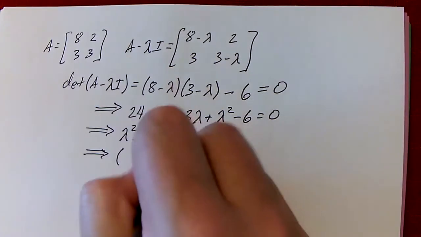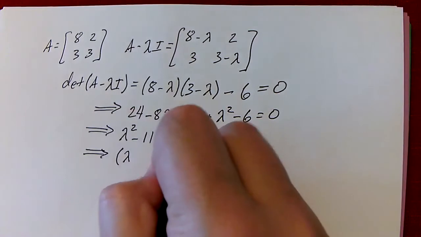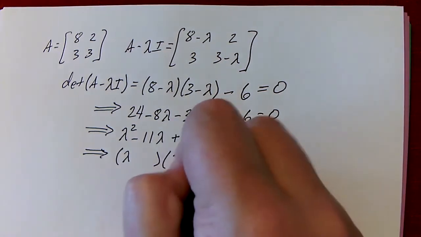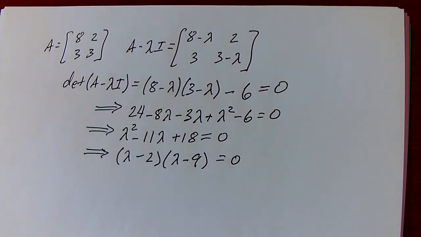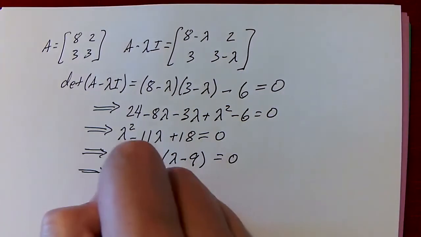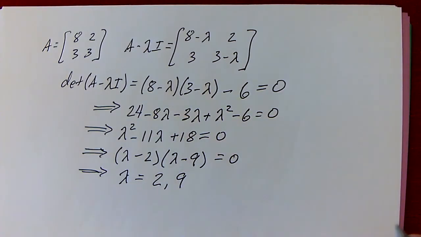Now we need to factor. I have lambda and lambda, two numbers that multiply to 18 but add up to negative 11. Okay, 6 and 3 don't add up to 11. 18 and 1 don't add up to 11, but 9 and 2 add up to 11. And I need them to be the same sign, so both negative. So that'll multiply to a positive 18, but negative 9 and negative 2 add up to a negative 11. So my eigenvalues lambda are 2 and 9, using the zero factor property.